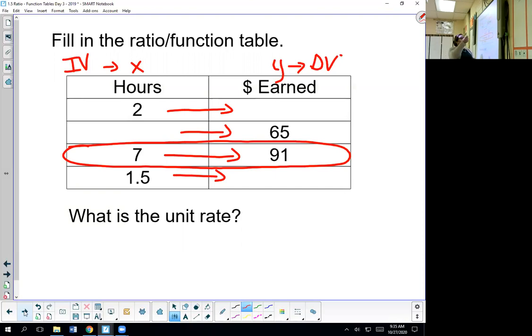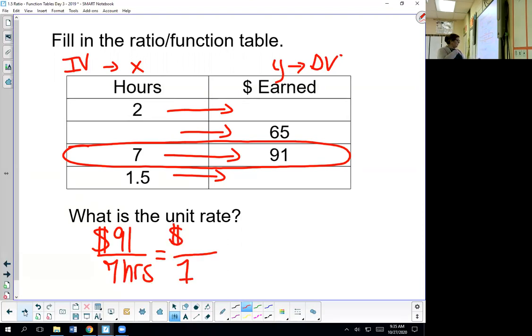You have to start out where you know some information. We know that money goes on top. I earned $91 for 7 hours. So remember, money goes on top. $91 for 7 hours. I want to know how much it costs for 1 hour. So what you would do is you would divide 91 and 7. So I'm making $13 an hour.